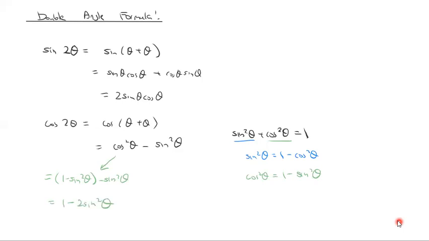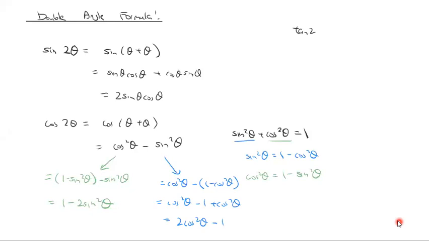We also have the option to change the sine squared into 1 minus cos squared to give us cos squared theta minus 1 minus cos squared theta. Note that the cos squared theta minus 1 plus cos squared theta, you're minusing a negative cos squared theta, giving you 2 cos squared theta minus 1.